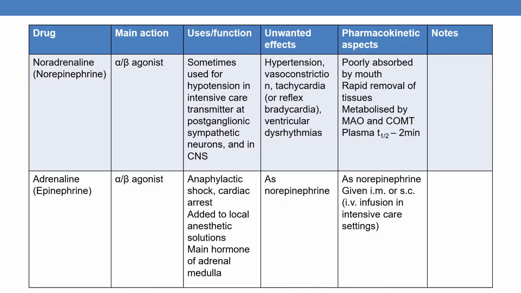Now coming to the first drug, that is noradrenaline or norepinephrine. It is an alpha and beta agonist. It is used for hypotension in intensive care units, and it acts as a transmitter at postganglionic sympathetic neurons and in the CNS. Unwanted effects are hypertension, vasoconstriction, tachycardia or reflex bradycardia, and ventricular dysrhythmias. These are some of the unwanted effects of noradrenaline.